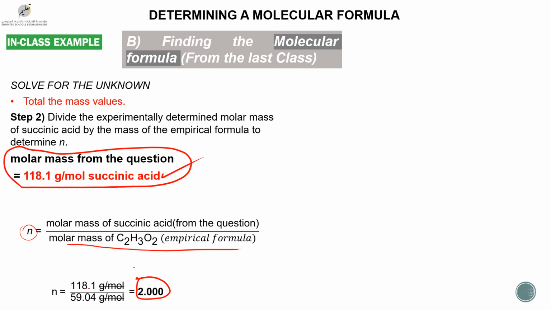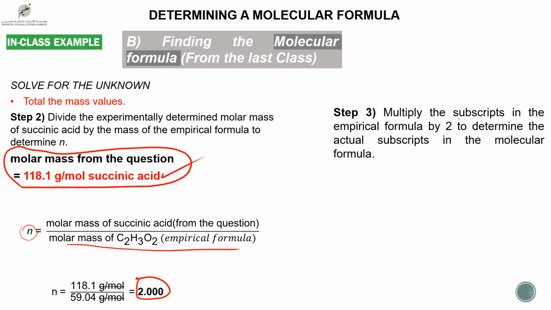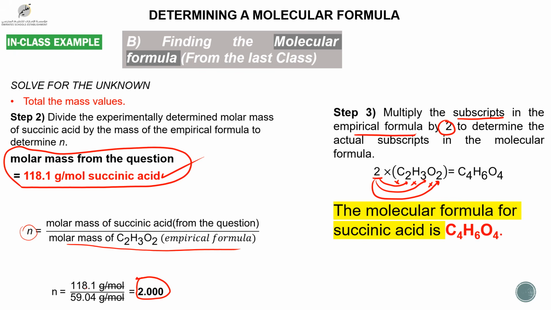So now, to find the molecular formula, we need to multiply the subscripts in the empirical formula by 2. What does this mean? We need to multiply the empirical formula by 2, so 2 times this, 2 times this, and 2 times this. Okay? And this is going to be our molecular formula. Now these are the steps that we use to find the molecular formula. Okay? And that's it. This is the whole lesson. This is the last part of the lesson.